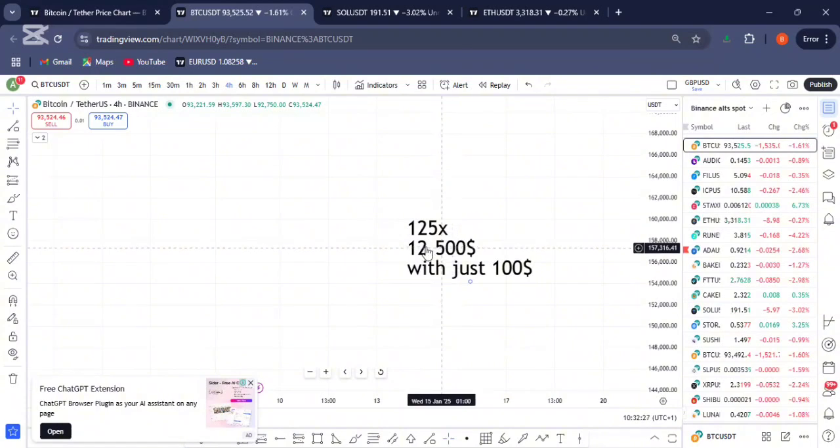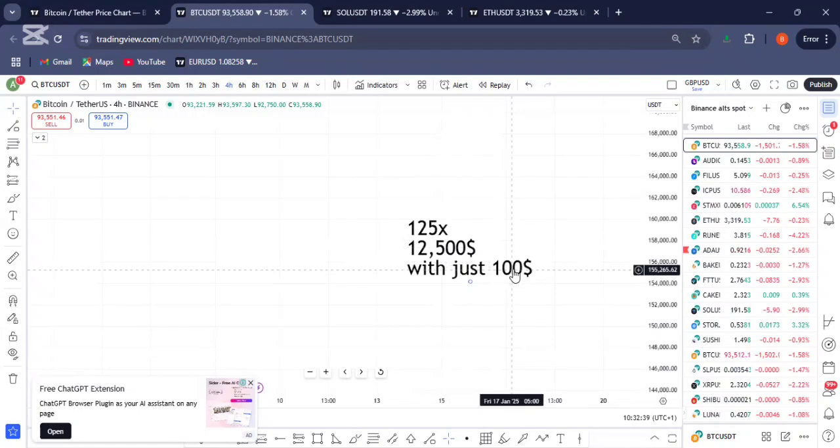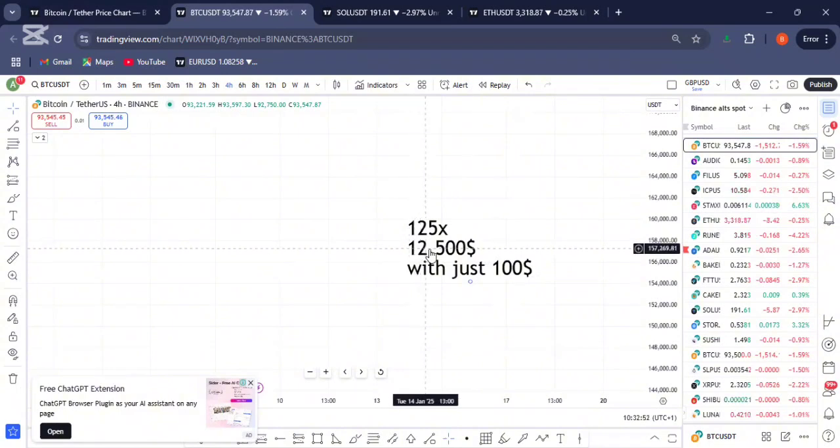So if price just moves 1% against you, you have lost all your money. You have lost 100% of your money, because you must not lose more than $100. They gave you 12,500, and you want to trade on BTC. If BTC should do minus 1%, that means you have lost that minus 1% multiplied by your leverage. That is, you have lost 1% times 125. So you have lost 125%. All your money is gone.